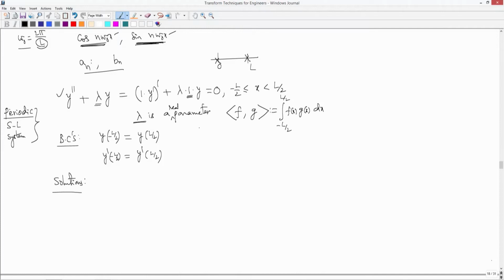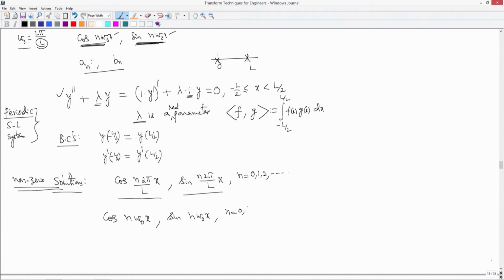So, what are the solutions here? If you have such a thing, the non-zero solutions will be cos n 2 pi by L x and sin n 2 pi by L into x, where n is running from 0, 1, 2, 3 and so on. If you just go through and find the solutions of this periodic Sturm Liouville system, you will see that these are exactly our cos n omega naught x and sin n omega naught x, where omega naught is the fundamental frequency, and n is from 0, 1, 2, 3 onwards.